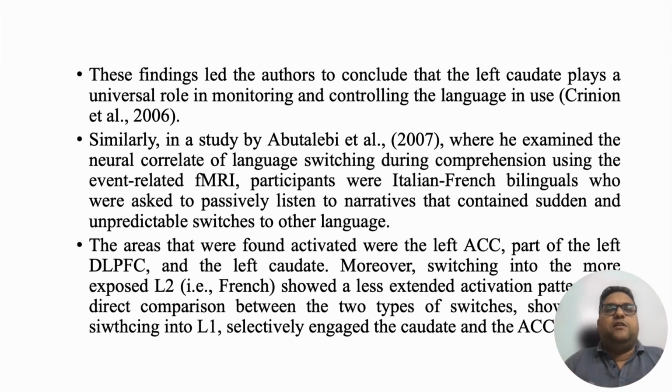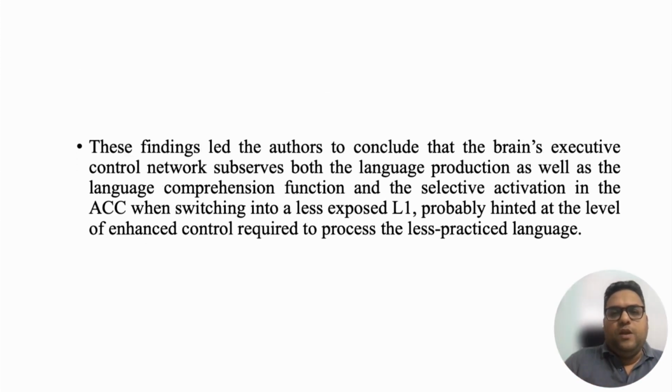So you can see here that depending upon the task requirements, the activations in these areas actually change. Now, these findings led these authors to conclude that the brain's executive control network subserves both language production as well as language comprehension functions, and that selective activation in the ACC when switching into a less exposed L1 probably hinted at the level of enhanced control required to process the less practiced language.